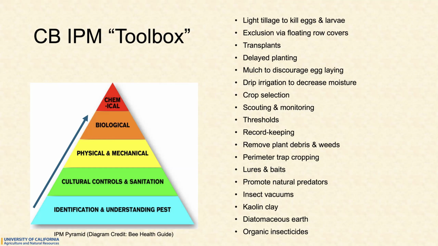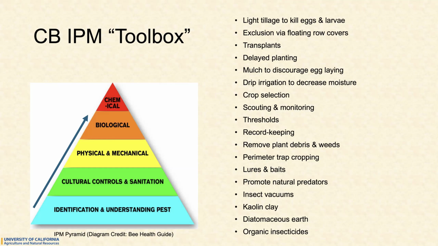Perimeter trap cropping is another strategy. Lures and baits can help you with scouting and monitoring. Promoting natural predators can provide some level of control, but a little bit lower levels. I wouldn't rely too heavily on natural predators, but it's great if you can promote them. Insect vacuums are an option, especially on a smaller area. Kaolin clay applications: it's basically clay suspended in water that gums up their antennae and kind of disorients them. So it's a barrier spray.